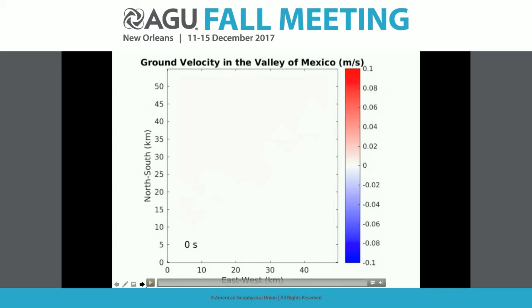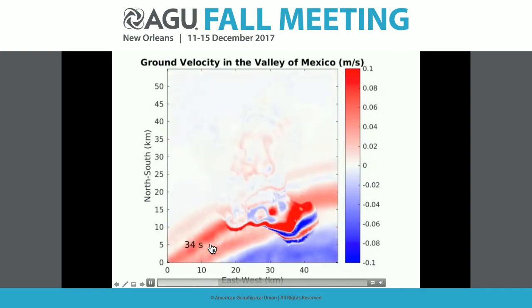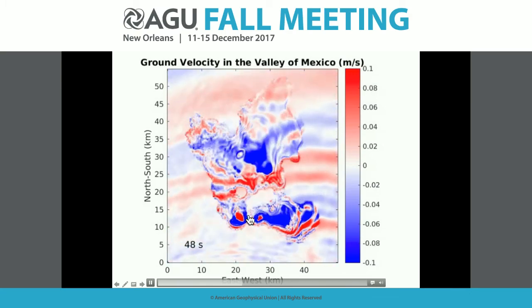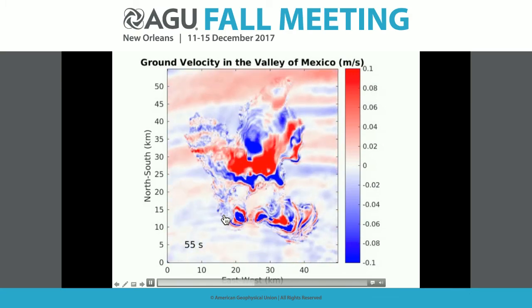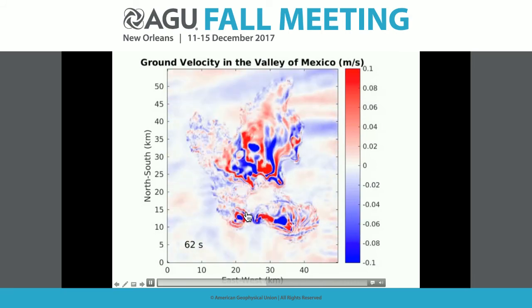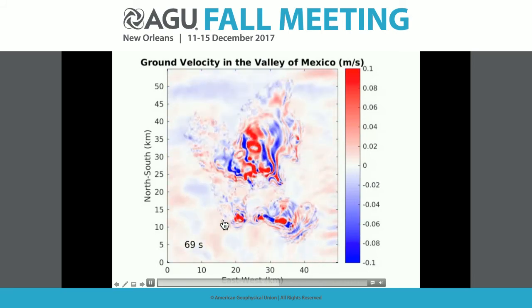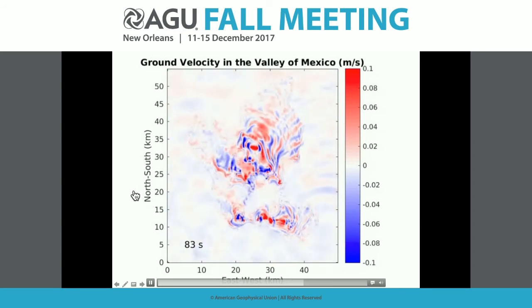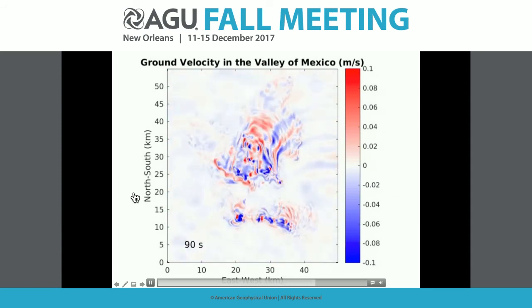So this is a zoom of the simulation just in the basin. The waves are traveling, then they arrive, the first waves, and then the huge energy coming from southeast, from the epicenter. And we see very complex patterns here in some regions that we'll analyze next, that can better explain why the damage is concentrated where it happened.